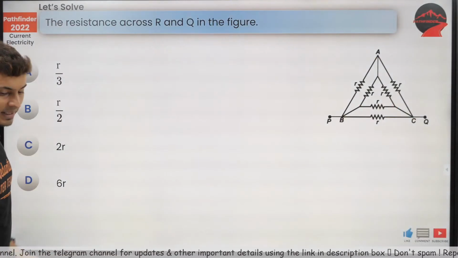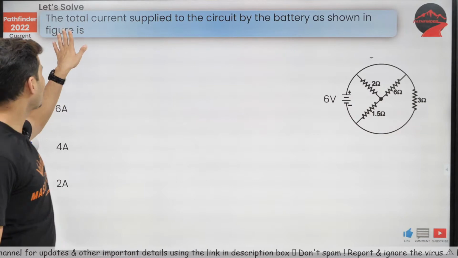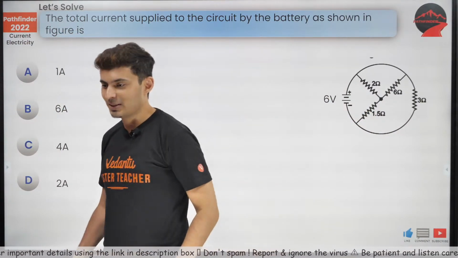Okay, cool. So that's why the answer is R by 3. Let's move ahead to the next question. Okay, what is the total current supplied by the circuit in this case? Let's see how many of you can do this.